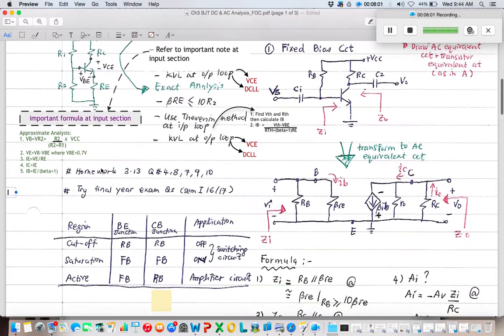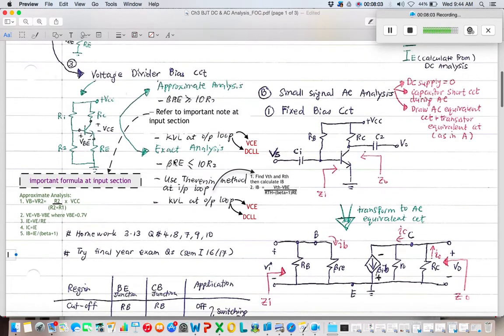Alright. Now back to this note. So then you only need to solve the KVL at the output loop to obtain VCE or VCLL. In exact analysis, beta RE must be less than 10R2. Use the Thevenin method at the input loop. So you need to find the VTH and RTH in order to calculate the IB. So the IB formula is VTH minus VBE over RTH plus beta plus 1 RE.